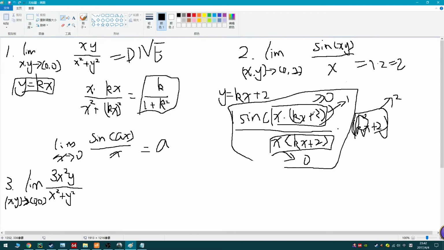Okay, so let's do this. Because we notice that sine of x times y is in the sine function, what if we just let the denominator be x times y? Because we know x approaches 0, and the whole thing would give 0. So x times y will give 0. If we let the denominator be the same as the stuff in the parentheses, we'll get a 1 here.